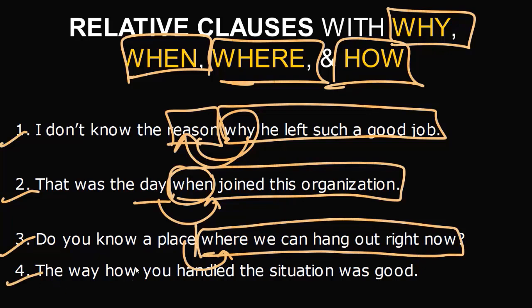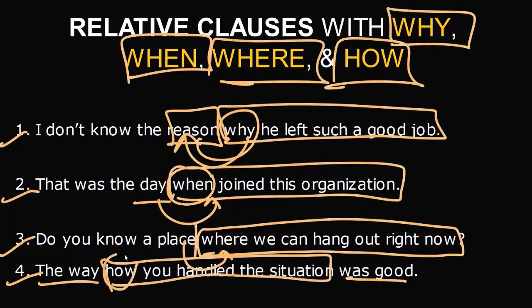Fourth, the way how you handled the situation was good. The way was good. What way? How you handled the situation was good. I can omit this pronoun as well. The way you handled the situation was good. This can also be done. All right. So relative clauses can also start with words such as why, when, where, and how.